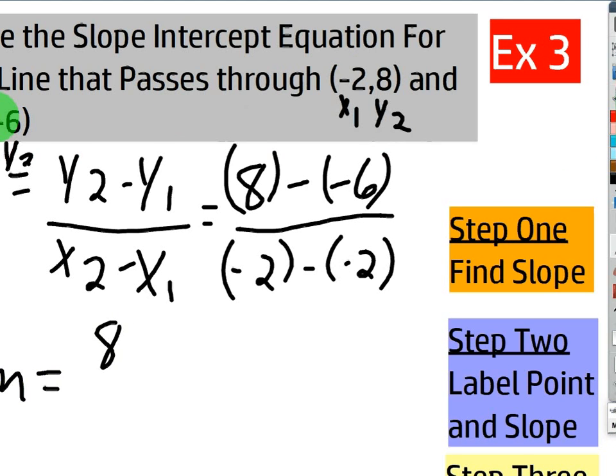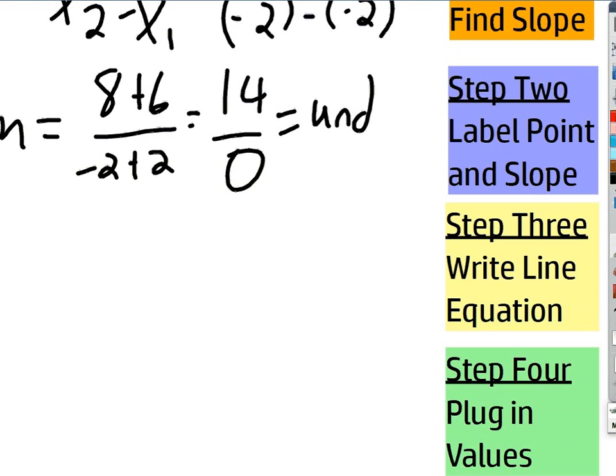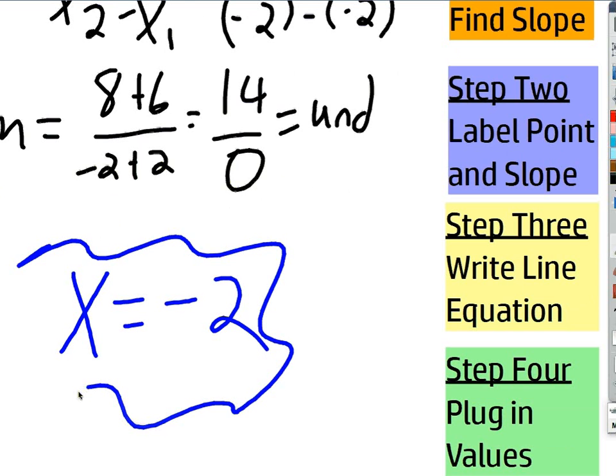Okay, the top is going to become 8 plus 6. The bottom will become negative 2 plus 2. So we get 14 over 0. Undefined. Now remember I told you guys in the last lesson, if the slope is undefined, you only have to worry about the x value. They're both negative 2. So the equation for this line is x equals negative 2. There is no y equals mx plus b when it's a vertical line. It's an exception. Just to reiterate, that's when you have an undefined slope.